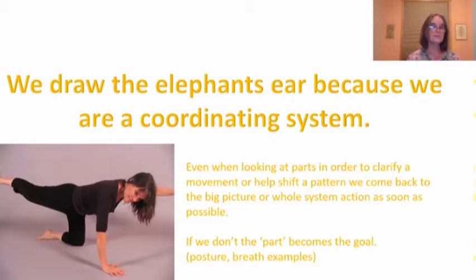Even when we look at parts in order to clarify a movement or help shift a pattern, we come back to the big picture or whole system action as soon as possible. So when we do mouthing and feeling that connection from the organization of the nursing reflex and the connection to the tail, we might go into a part, but then we bring it back into what's the difference, those comparisons, strain, and when I relate to that as I bend over into the world. So parts support the whole. If we don't do that, the part becomes the goal.